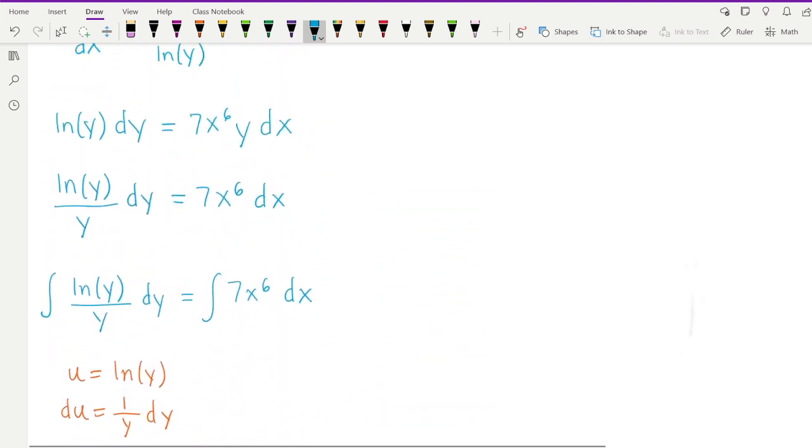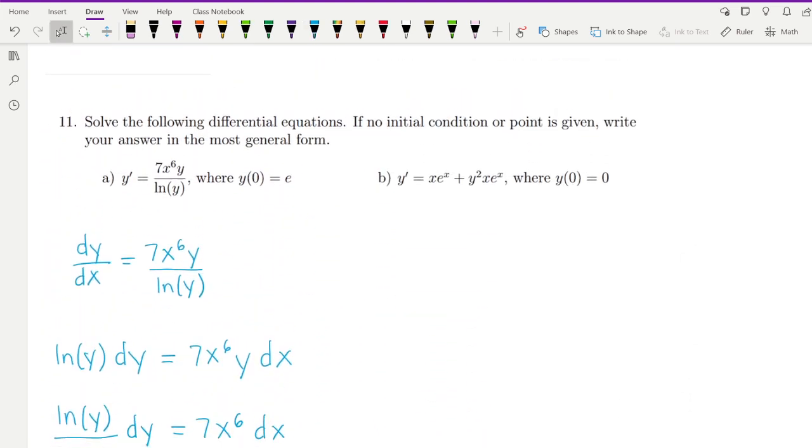Okay, so next up we have another differential equation. This one says y prime is equal to x times e to the x plus y squared x e to the x. So I'm going to start by, again, rewriting it as dy dx.